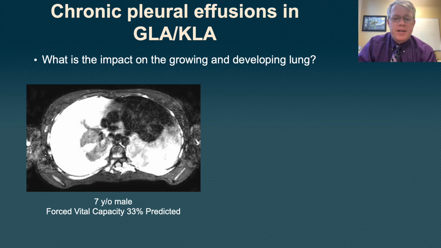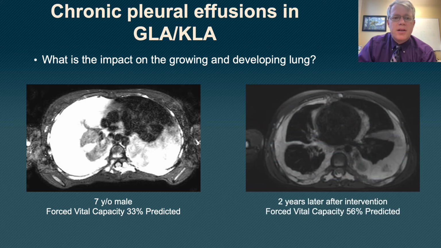He went to go visit Dr. Itkin and received pretty aggressive intervention in sclerotherapy. And 2 years later, we saw him again, and his imaging had drastically improved, and his forced vital capacity had also almost doubled in size to 56% of normal.